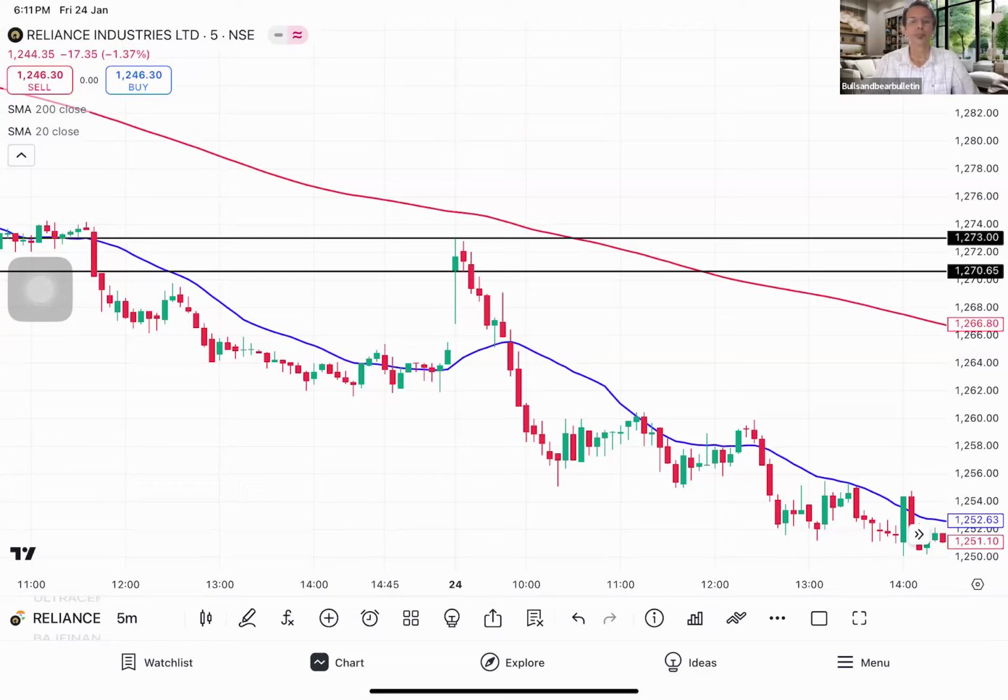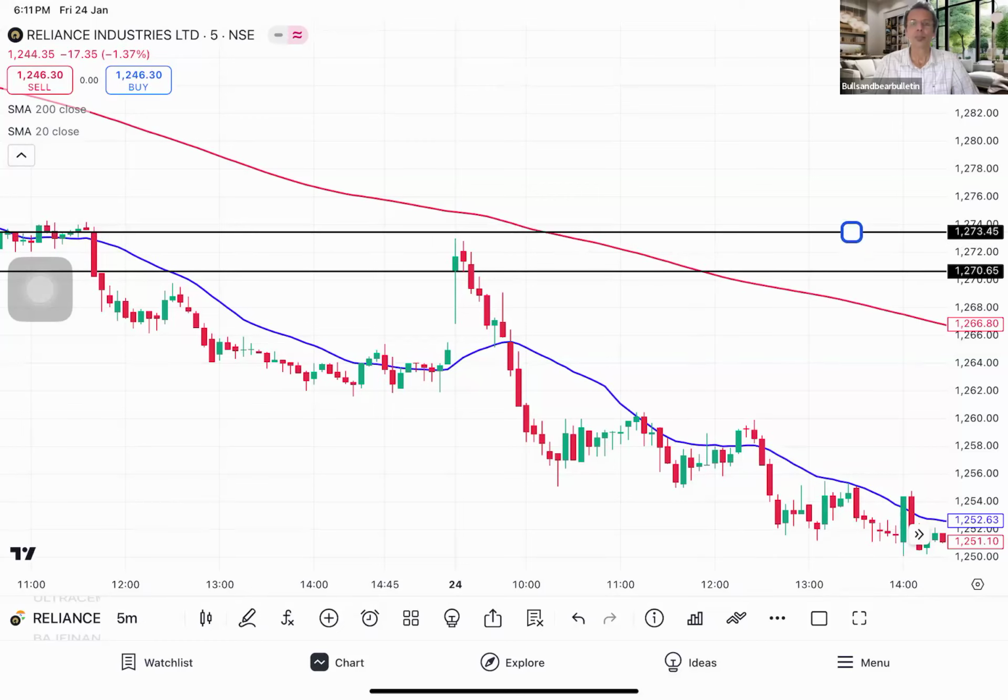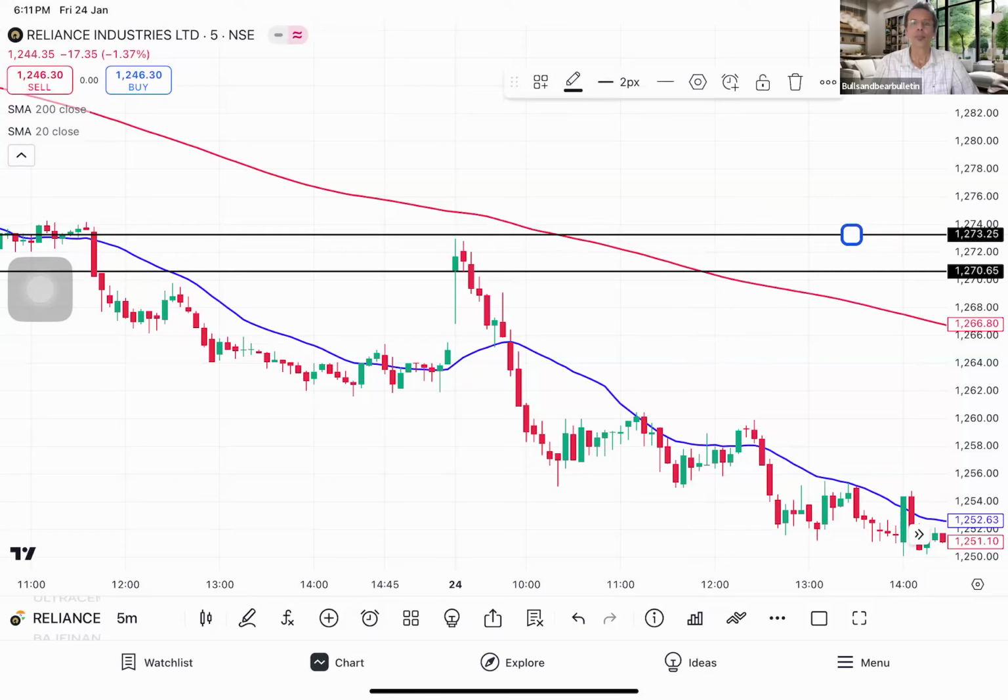So what I did was enter at the third candle, where I have marked 1270. That was my entry, and my exit, my stop loss, was right above this candle, somewhere here. That was the stop loss, so basically around a 3 point stop loss.